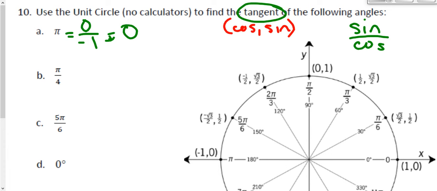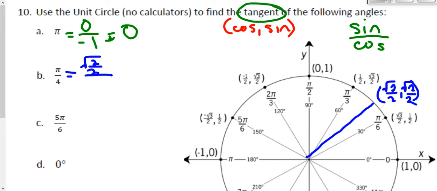Let's try pi over 4. Now pi over 4 doesn't exist on this unit circle because I picked a bad one, but it would be right here. That's our 45-degree angle, and remember those numbers are just 2's. So square root of 2 over 2, square root of 2 over 2, so we can find this one pretty easily. All we have to do is take the sine value, which is the y value, divided by the cosine value. So that's square root of 2 over 2 divided by the square root of 2 over 2. And that's the same thing divided by itself, which simplifies to the number 1.